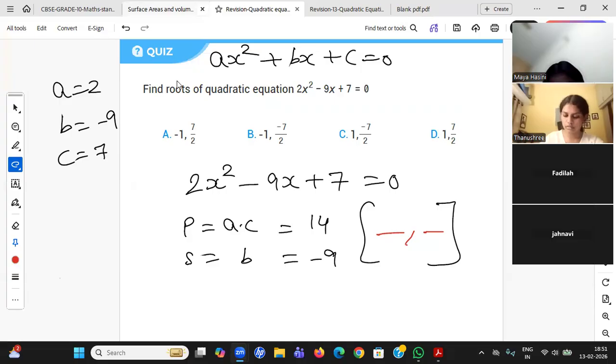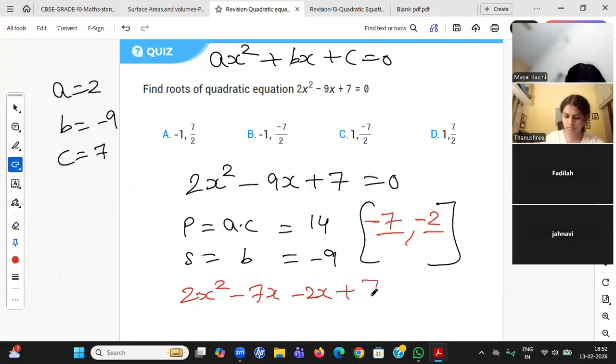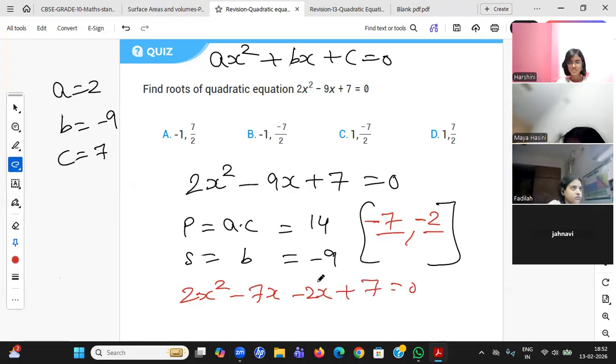Right answer. Okay. So 7 and 2. 7 twos are 14, but it is not 9. So minus 7, minus 2. Minus into minus is plus 14, and 7 plus 2 is 9, minus 9. So 2x square minus 7x minus 2x plus 7. You see, I have split the middle term.